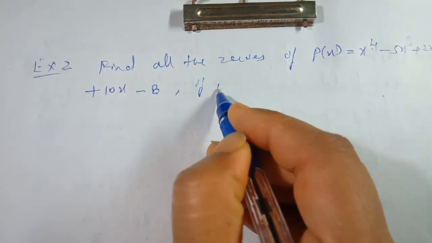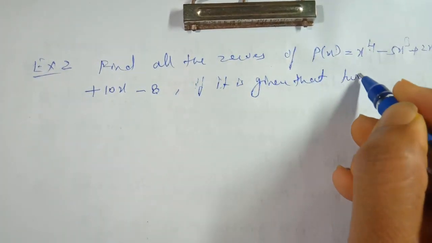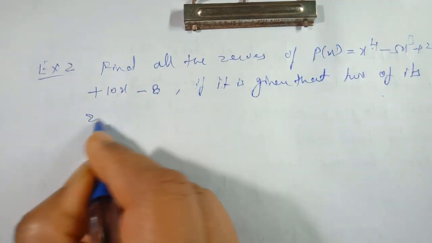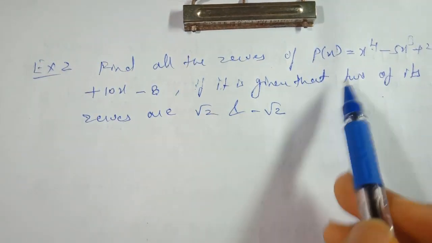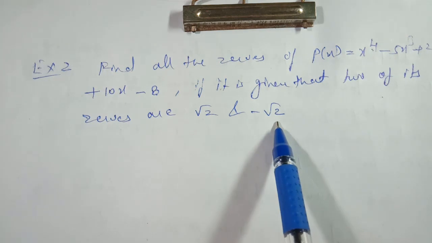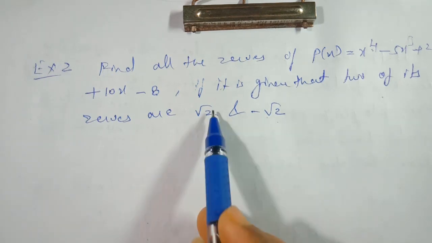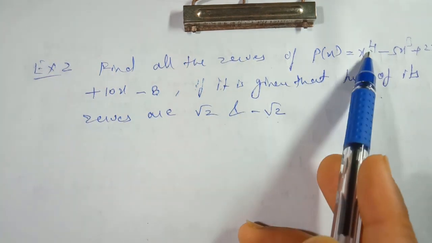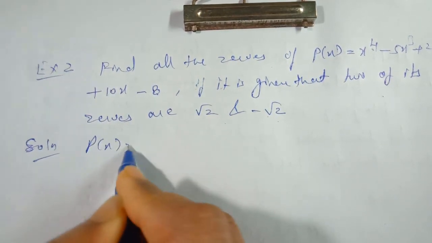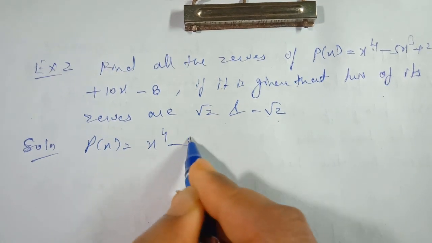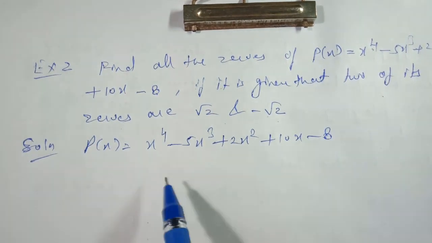If it is given that 2 of its zeros are root 2 and minus root 2. Here the degree is 4, so 2 zeros are given, 2 are left that we have to find. So on the basis of these 2 zeros, first of all we have to frame the polynomial by which this is to be divided. So let us do the solution. It is given p(x) is equal to x raised to the power 4 minus 5x cube plus 2x square. Same process we have to follow of the division.